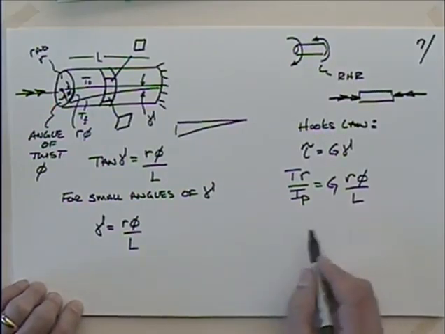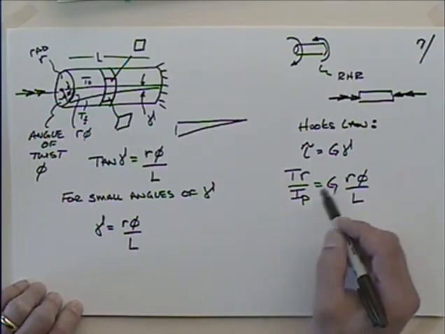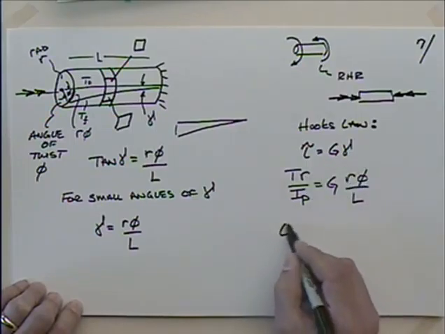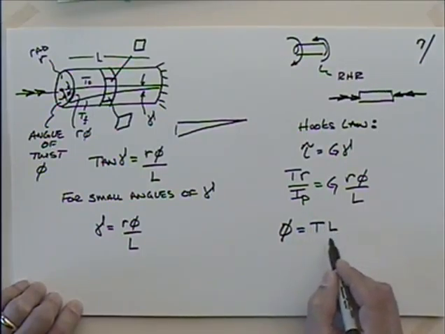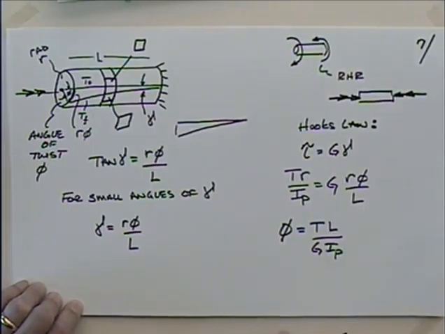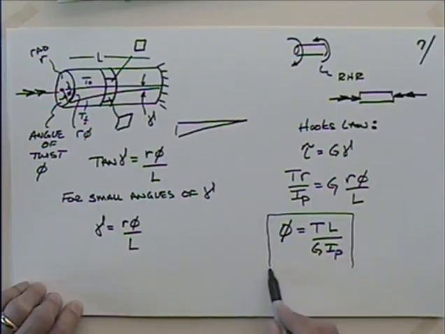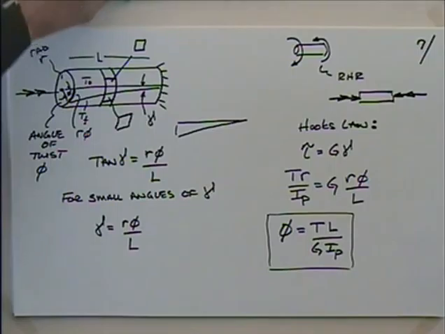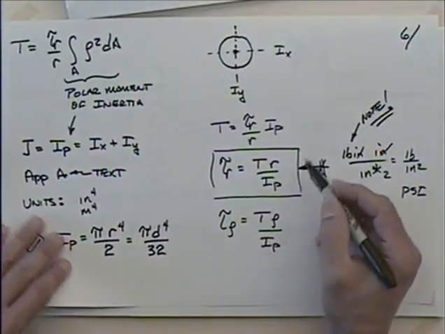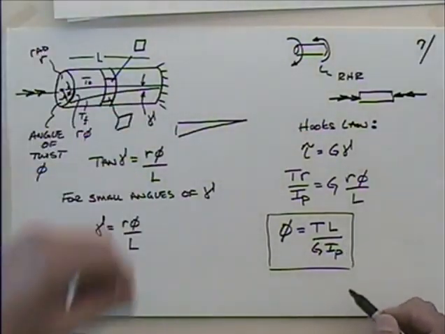So what I'd like to do is solve for this angle phi. I get to cancel the R's, and I come up with phi is equal to the torque times the length L divided by G times the polar moment of inertia. That's probably worth putting a box around, because we've come up with the angular twist for that shaft, and previously we came up with the stress. So we can talk about not only what the stress is, but also what the deflection is going to be.